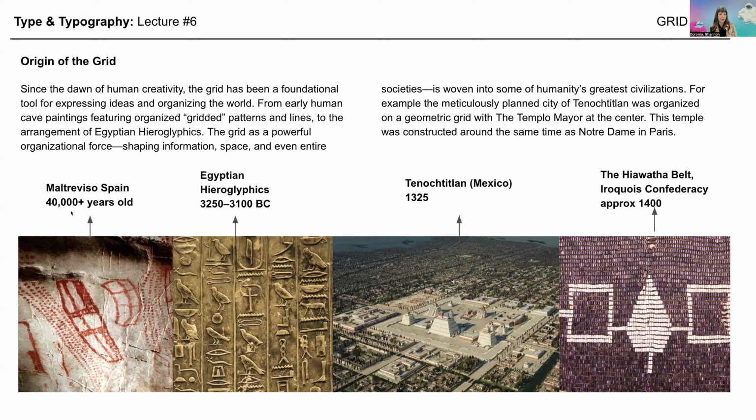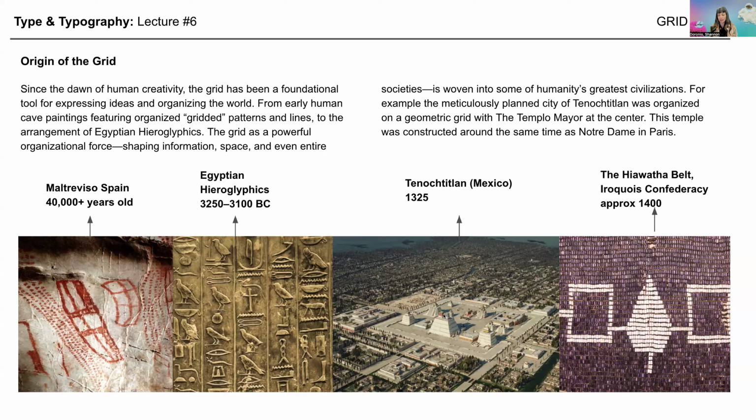We have Maltravieso, Spain, 40,000 years old, and we can see grid in line and pattern. Moving on to Egyptian hieroglyphs, this is 3250, 3100 BC. And we can see again, this information is organized in vertical columns or grids. To the city of Tenochtitlan, 1325. This is a concept drawing of what they believe Tenochtitlan looked like from the sky, based on the footprints that are left in archaeological sites and written descriptions.